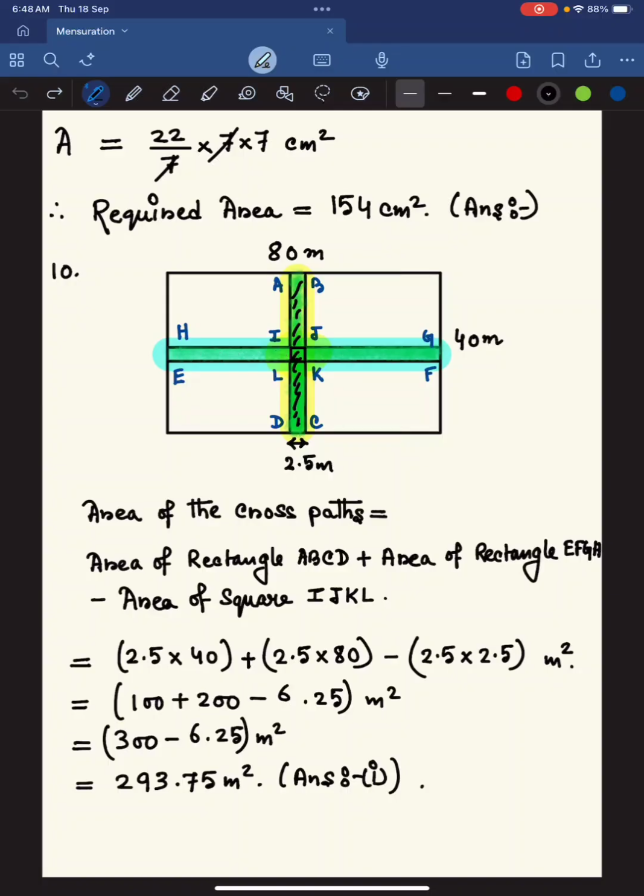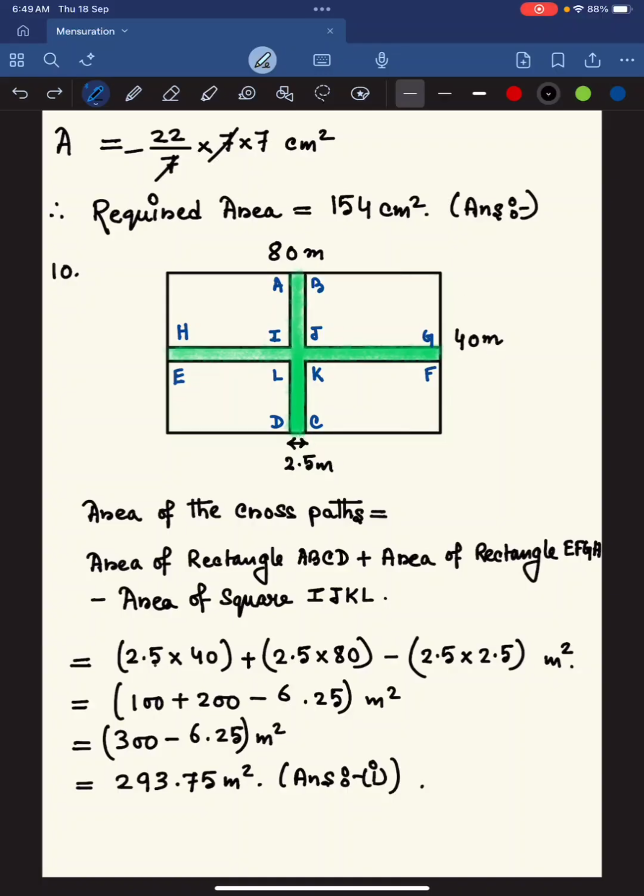Okay, just a second, let me erase this first. So the area of the cross paths will be the area of rectangle ABCD plus the area of rectangle EFGH minus the area of square IJKL. Understood? So the area of the rectangle ABCD will be: this length is 2.5 meter, and this breadth will be nothing but this 40 meter, right?